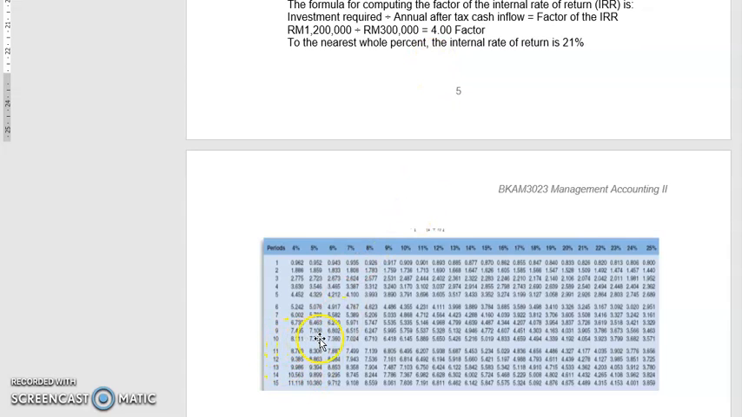Okay, 10 years. You look at the 4 factors. The nearest is 4.064 here. So when you look up, it is actually 21%.